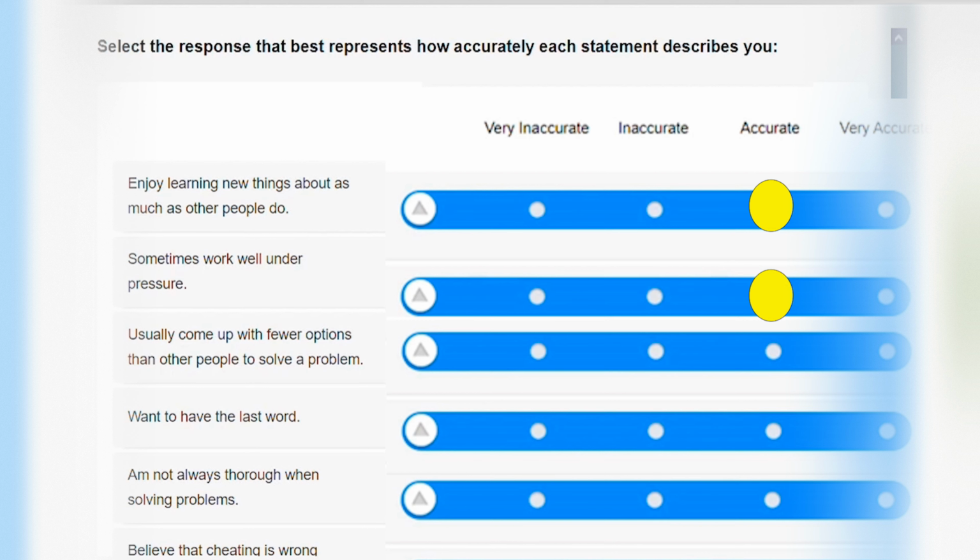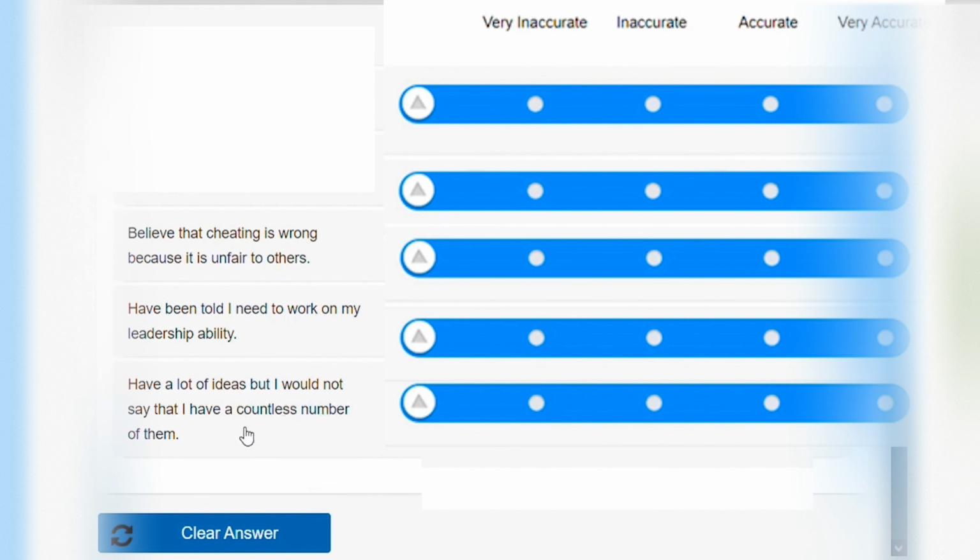Sometimes work well under pressure. Accurate. Yeah, there will be certain instances where you will be put into pressures. You should give a picture where yes, you can work into pressure if it is required. Usually come up with fewer options than other people to solve a problem. No, you should be coming with more options, so inaccurate. Want to have the last word? Not at all. Very inaccurate. Not always true when solving problems. Very inaccurate. Believe that cheating is wrong because it is unfair to others. Very accurate. Again, the word cheating comes here and your alarm should be on.